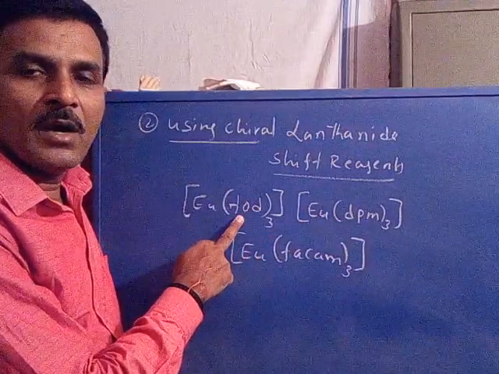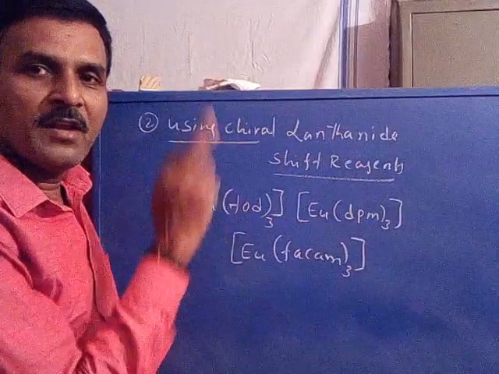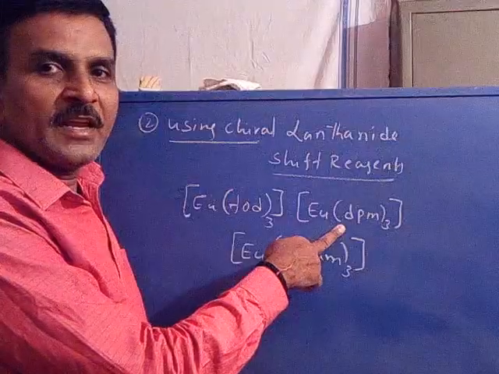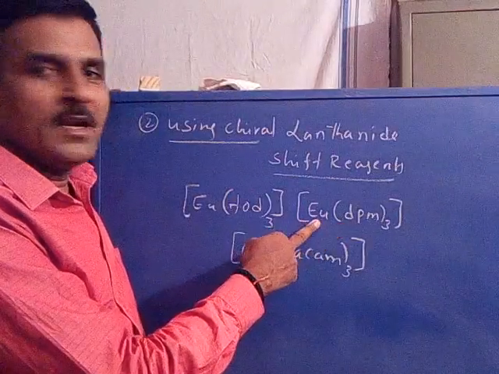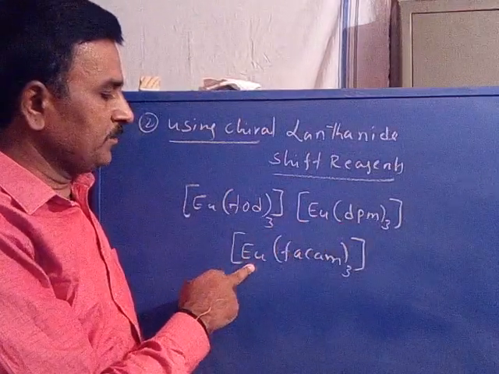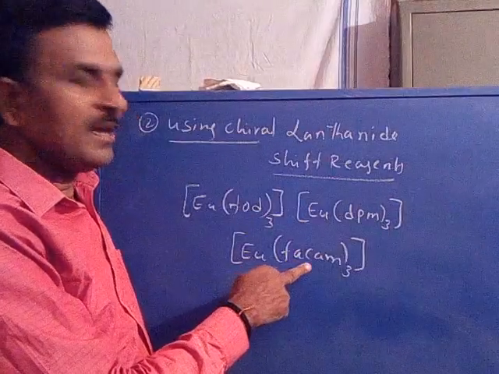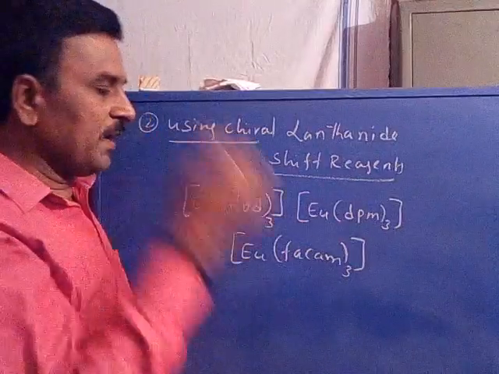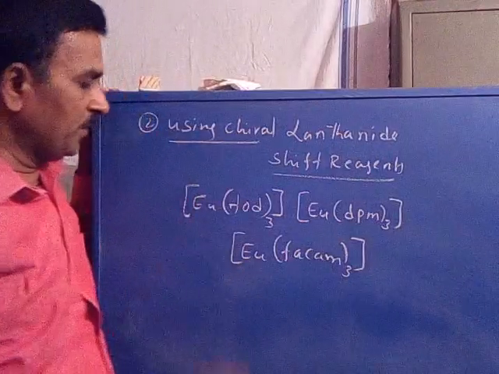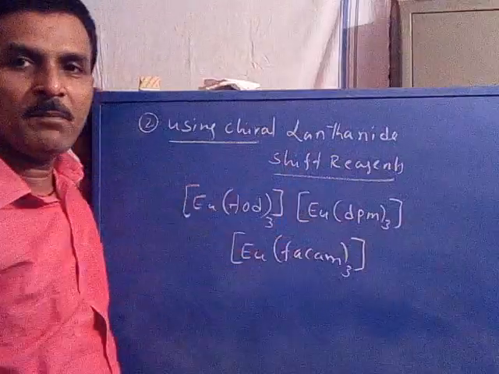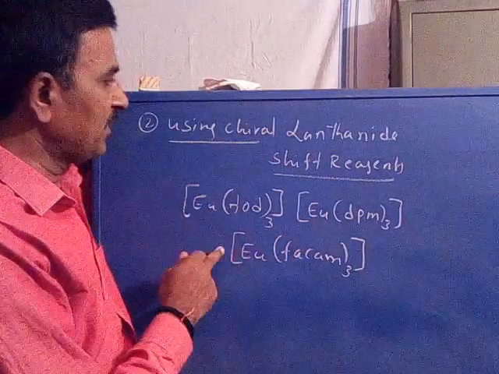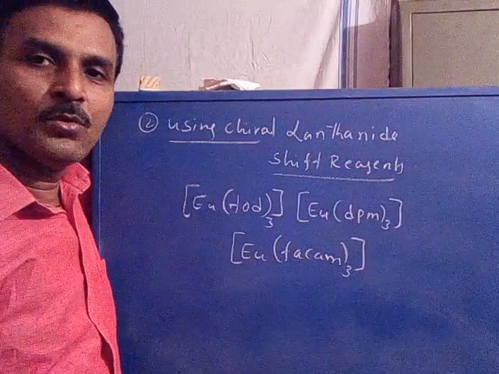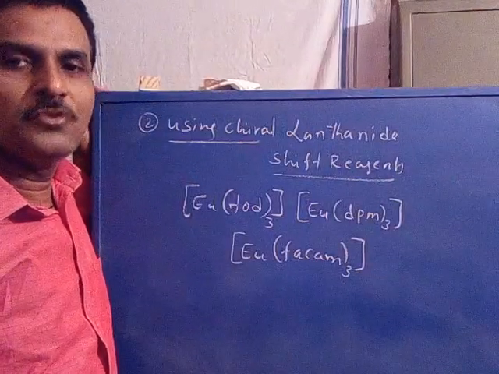What is FOD? Fluorooctanodionate ligand. I have given a structure also. What is DPM? Dipivalium ligand. Three ligands of dipivalium coordinated with europium. And FACAM, fluoroacetyl camphorate. FACAM is the abbreviated form of fluoroacetyl camphorate. It is a ligand bound with europium. Here it may be europium or praseodymium plus 3. All these complexes are chiral lanthanide shift reagents. So these complexes can be used for the discrimination of enantiomers.